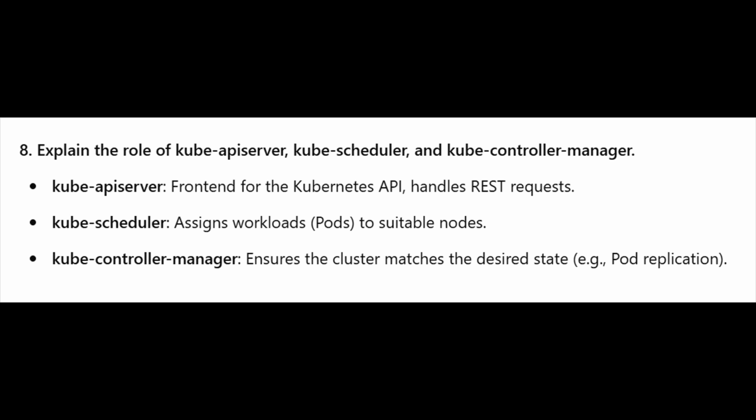Explain the role of kube-apiserver, kube-scheduler, and kube-controller-manager. Kube-apiserver, the front end for the Kubernetes API, handles REST requests. Kube-scheduler assigns workloads, pods, to suitable nodes. Kube-controller-manager ensures the cluster matches the desired state, for example, pod replication.